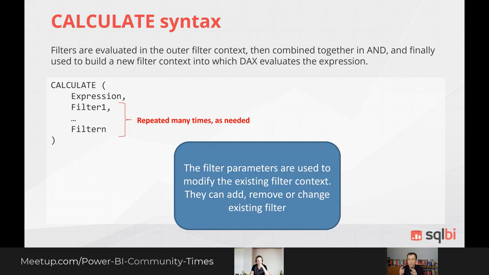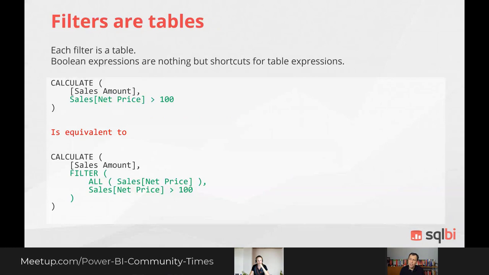Calculate allows you to write something like that. For example, I can write calculate, measure, or expression, but usually calculate evaluates a measure reference, applying a filter to net price, sales net price greater than 100. The filter in calculate can be defined in several ways, and the easiest way is through a predicate, a logical expression, column greater than 100. It's like a condition that you would put in a where of a select statement.